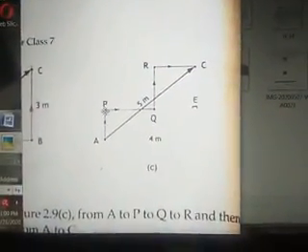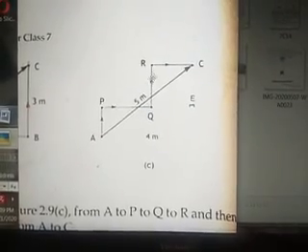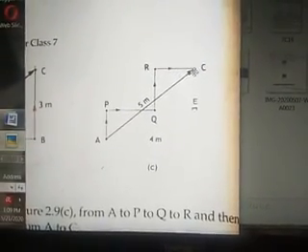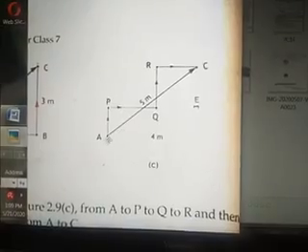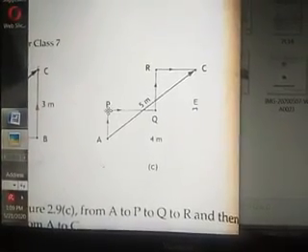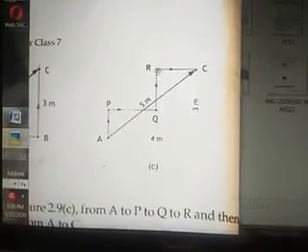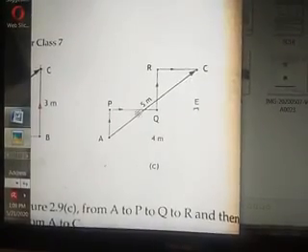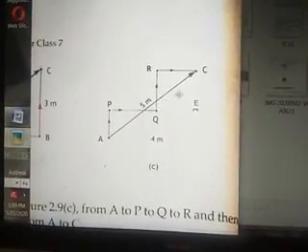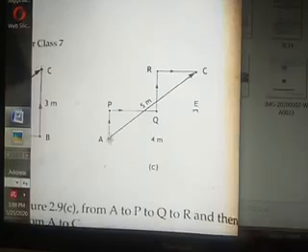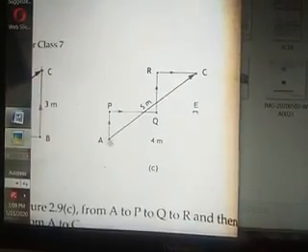Look at this third figure. A body is traveling from A to P, P to Q, Q to R and R to C. So here, children, as the body is traveling from A to P, P to Q, Q to R and R to C, displacement is still 5 meter as it is the separation between the initial and the final position.